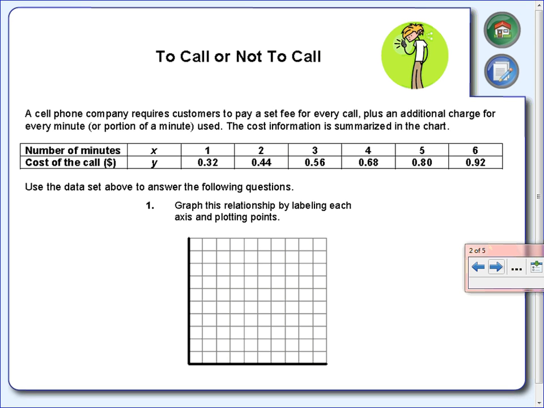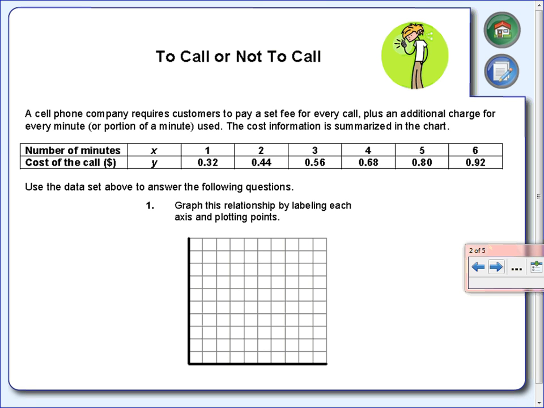For example, if they talk for 1 minute on the phone, you're going to have to pay 32 cents. If you're on the phone for 2 minutes, the cost is 44 cents. For 3 minutes, it's 56 cents. For 4 minutes, it's 68 cents. For 5 minutes, it's 80 cents. And for 6 minutes, it's 92 cents.